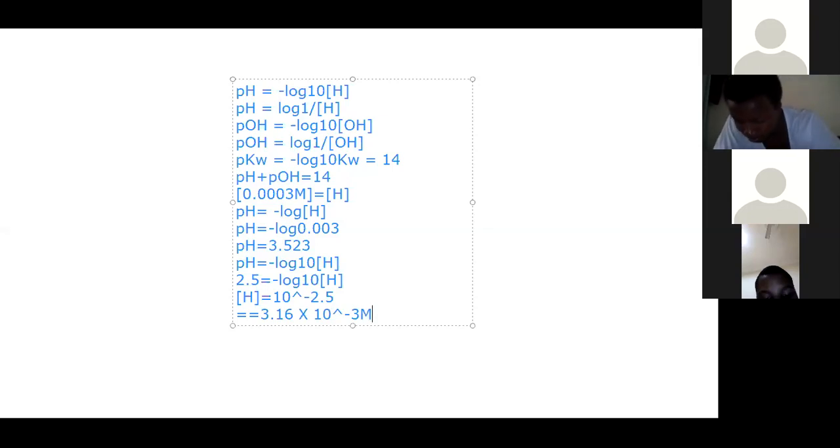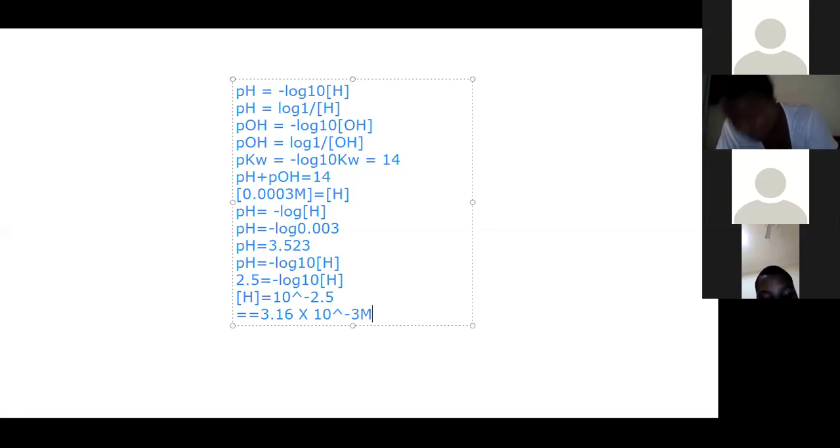Okay, let's try this. Calculate the hydroxide ion concentration at 25 degrees Celsius in a solution whose pH is 5.78.